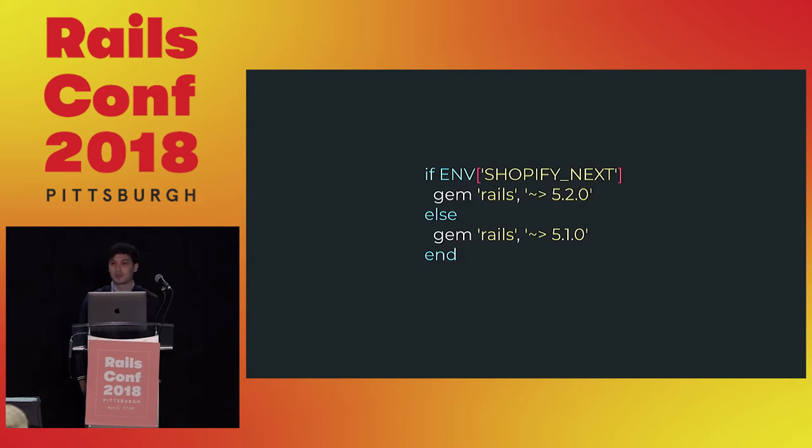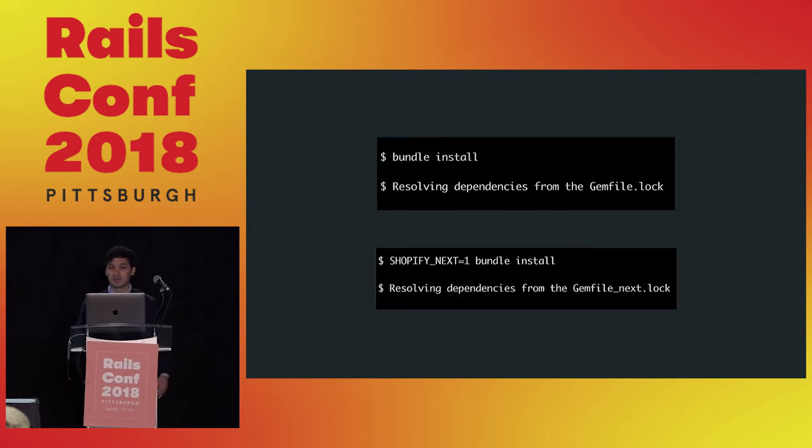These few lines of code will tell Bundler to get the dependencies from another snapshot whenever the Shopify next environment variable is present. In a regular application where dependencies are managed with Bundler, when you run bundle install, the dependencies get resolved from the regular Gemfile.lock. Whereas in our case, if we add the Shopify next environment variable, it grabs the dependencies from the Gemfile.next.lock. To summarize, we have two snapshots, and we control which one gets picked up by adding or removing an environment variable. That way, we can run our application and run tests very easily and quickly on two versions of Rails.